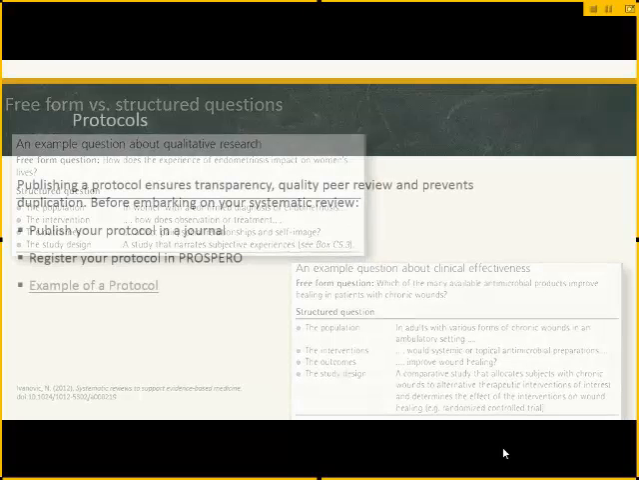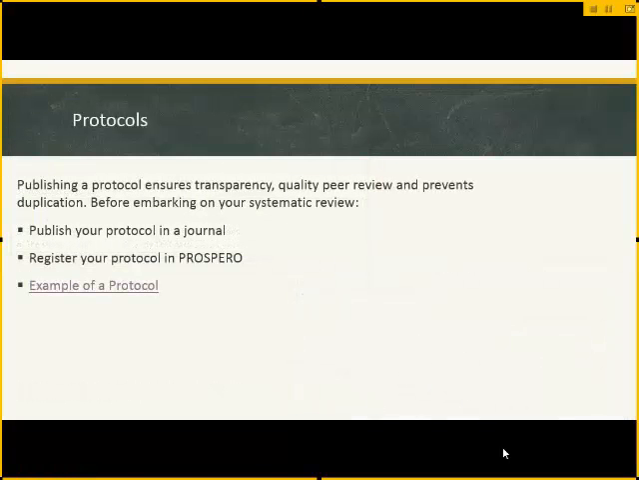Which leads me to the protocol. So that's the plan. What are you going to do? How are you going to do it? How do you ensure transparency? A protocol does a few things. It's your published plan. It not only keeps you honest, because it tells everyone in advance exactly what you're going to do and how you're going to do it, so they can see the difference between what you planned to do and what you actually did at the end.